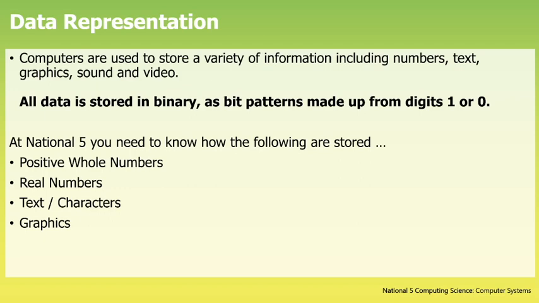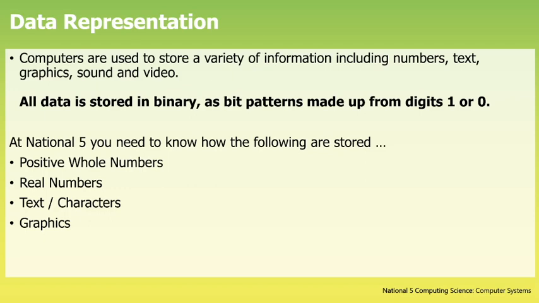All data is stored in binary, as patterns made up of the digits 1 and 0. Computers only know two things because they're electronic circuits, and these electronic circuits can either be on or off, 1 or 0. Everything that you see on a computer is made up of these ones and zeros.